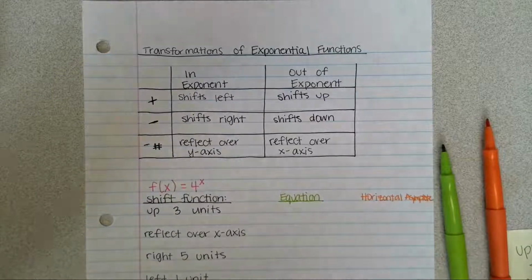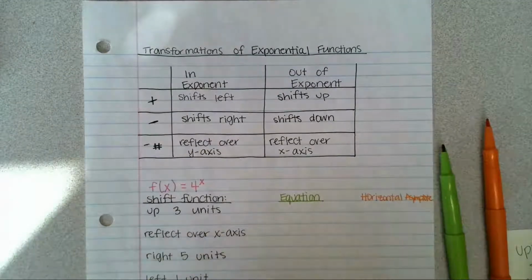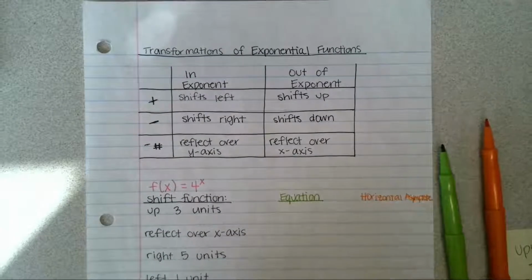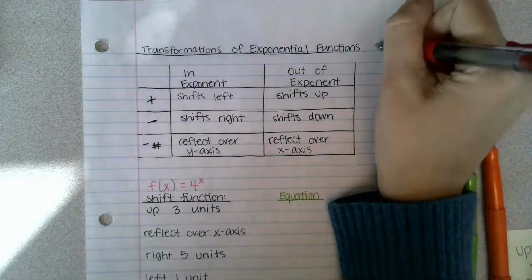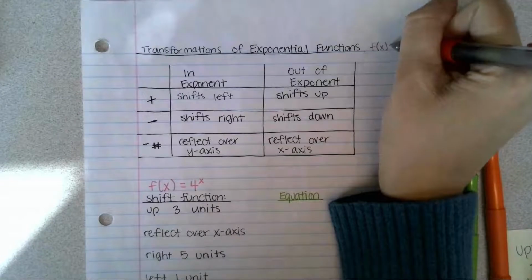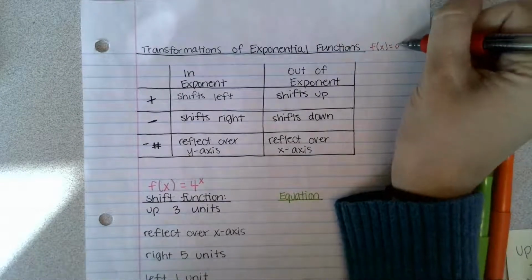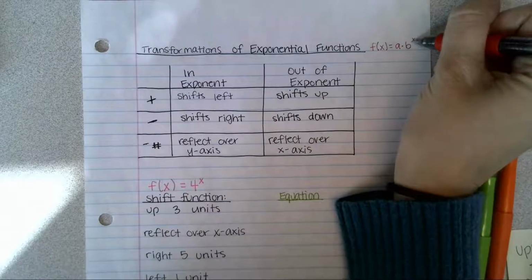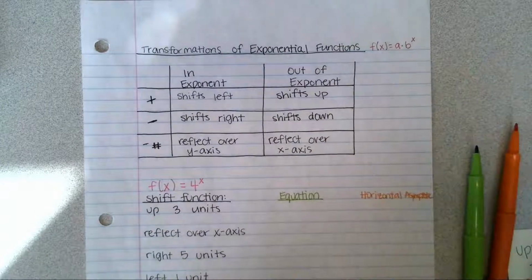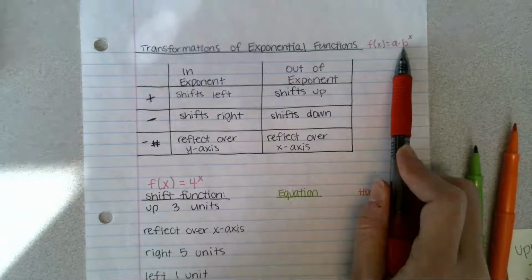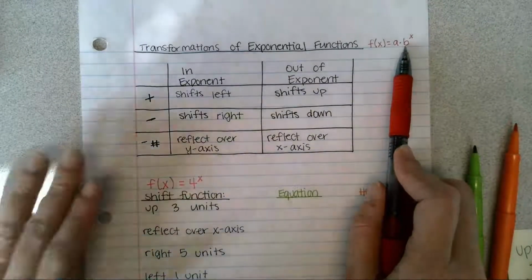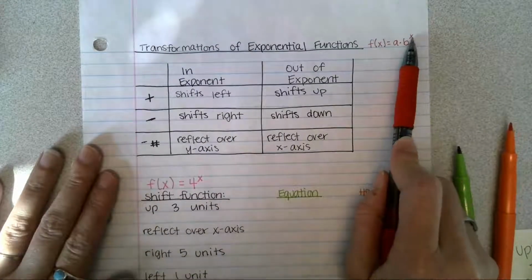This is an informational video about transformations of exponential functions. If you recall, I taught you that an exponential function is going to look something like f of x equals a times b to the x, where a is the y-intercept and b is the constant ratio, the number that you're multiplying by. X, the variable, is up here in the exponent.